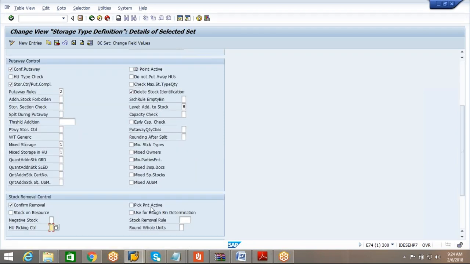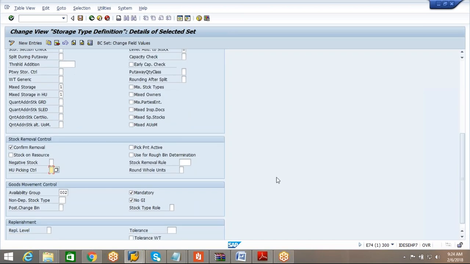Next, pick point active, which we will see in layout oriented storage control, used for rough bin determination during the replenishment. And stock removal rule, here we maintain LIFO or FIFO, last in first out or first in first out. Apart from that, we have a provision to maintain our own stock removal rules, which we will discuss during the outbound side. Roll round hole units, this also we discuss at outbound time.